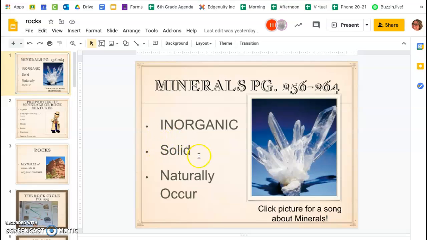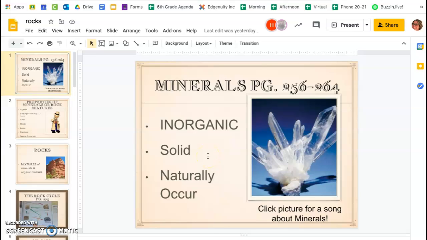A mineral must naturally occur as a solid. So minerals aren't found in nature in the states of liquids or gases. And the third thing, which I just said, is minerals must be naturally occurring. This means that they cannot be created by humans. So minerals are naturally occurring, inorganic solids by definition.